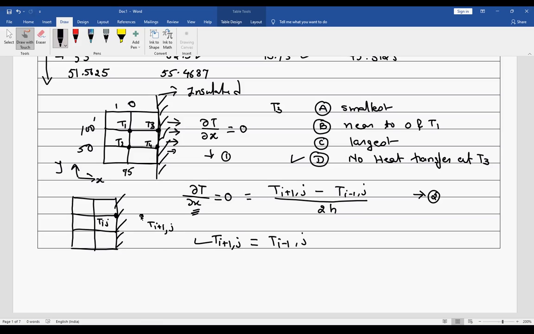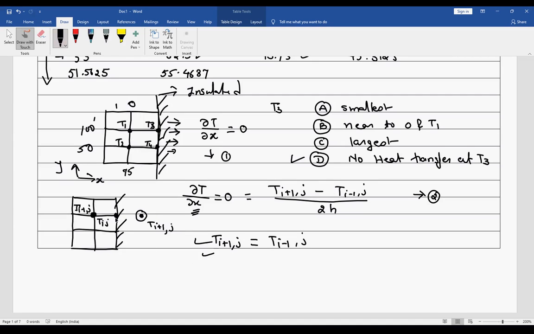So here it is a virtual value on this side, but this value does not exist, and this value will be Ti minus 1j. So what it suggests is that at this point, whenever you require this value, it is nothing but equal to this value. This is the meaning of this.